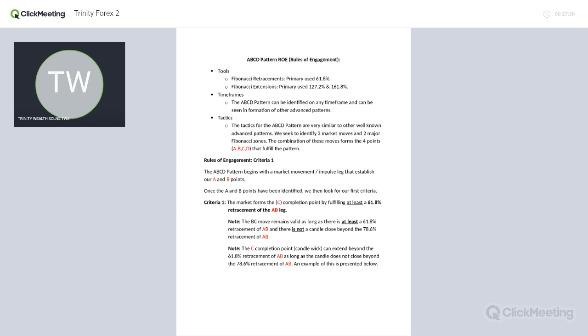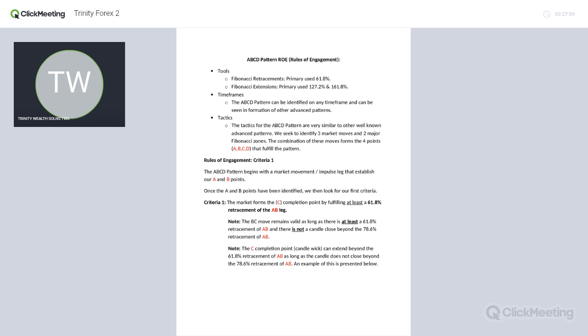So you see the tactics of the ABCD pattern. The tactics for the ABCD pattern are very similar to other well-known advanced patterns. We seek to identify 3 market moves and 2 major Fibonacci zones. The combination of these moves forms the 4 points. That is point 1 is A, point 2 is B, point 3 is C, and point 4 is D. That now fulfills the pattern.